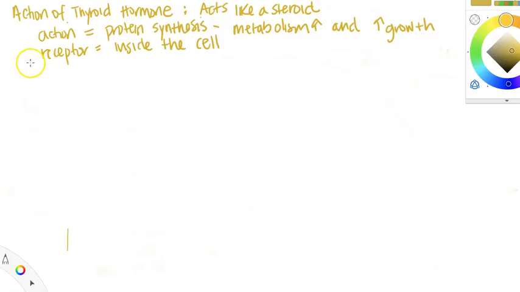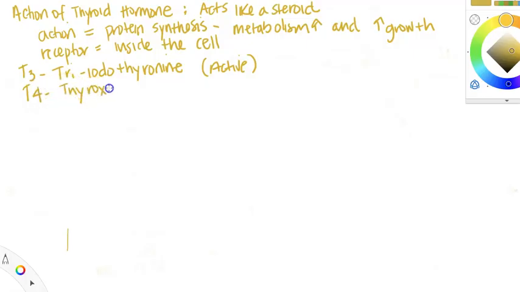All right, so the active form of thyroid hormone is T3, which is called triiodothyronine. This is the active form. T4, which is called thyroxine, is not active. Basically, T4 is converted to T3 when needed. We have a lot more T4 than we do T3 generally.